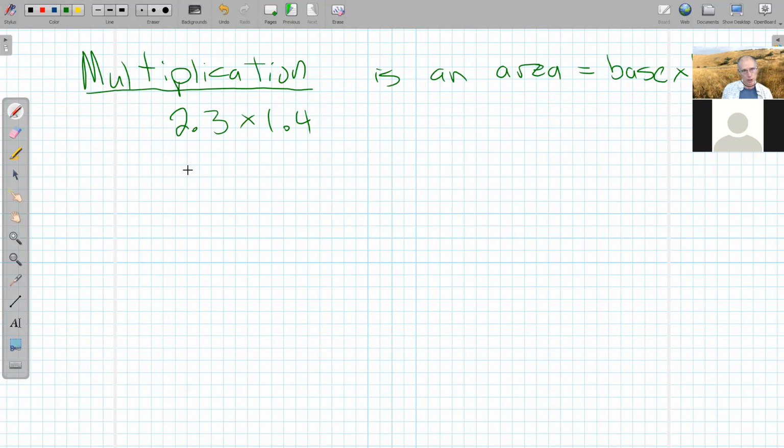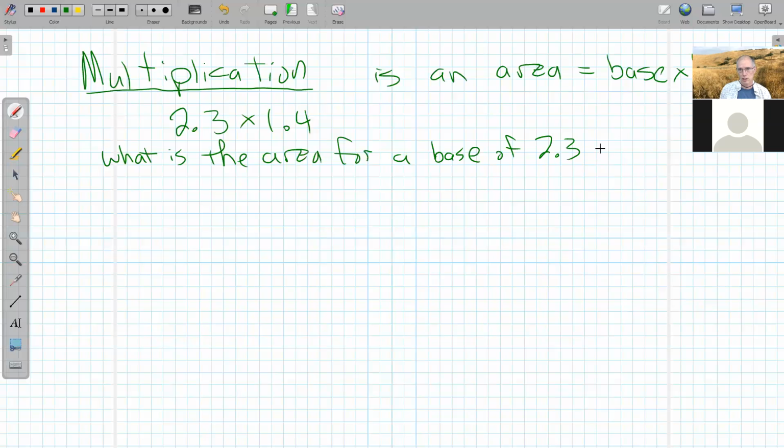So I want to illustrate this. I want to know what is the area for a base of 2 and 3 tenths and a height of 1 and 4 tenths. And so we're going to look at the area and find the answer.